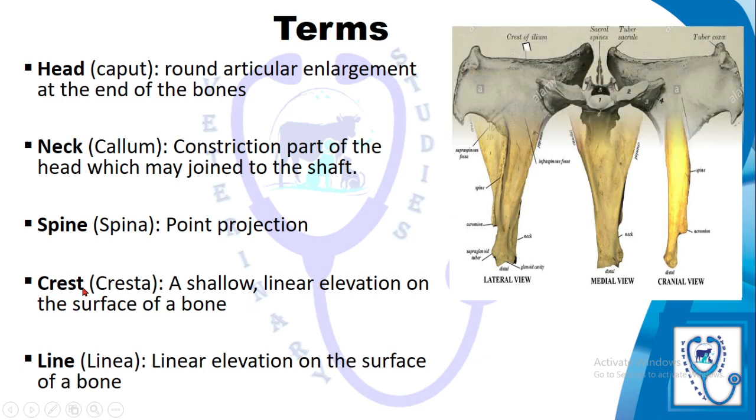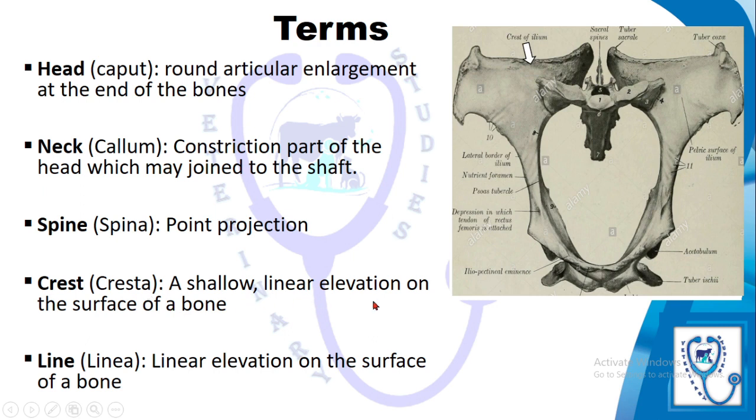Crest. Crest is a shallow linear elevation on the surface of a bone. I have given a picture of a pelvic bone of a cattle, and this one is the crest of the ilium. The pelvis is made up of three bones: ilium, ischium and pubis. At the ilium bone, there is a crest known as the crest of the ilium. Line. Lines are linear elevations on the surface of the bone. These are the lines.